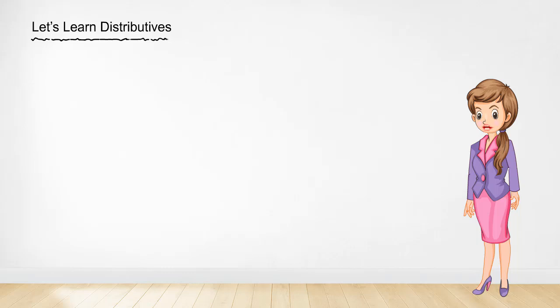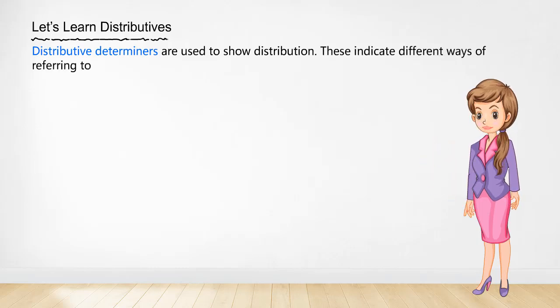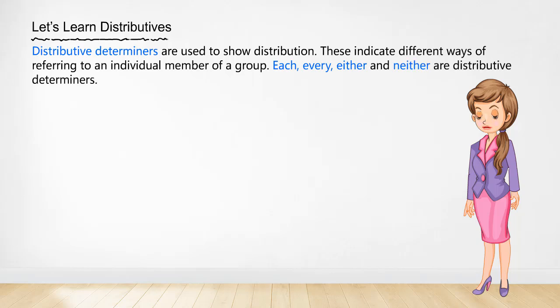Let's learn distributives. Distributive determiners are used to show distribution. These indicate different ways of referring to an individual member of a group. Each, every, either, and neither are distributive determiners.